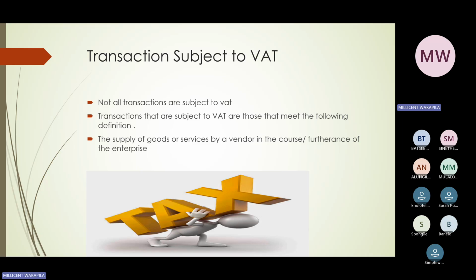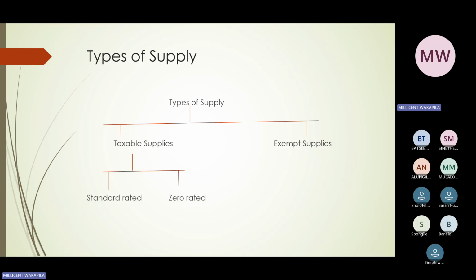So moving on to the types of supply. Now we're getting to the part where we know which goods are supposed to be taxable and which goods are not supposed to be taxable, and at what rates. So for the types of supply, we have our taxable supplies. It's in the word, guys. Taxable supply means there is tax on the supplies. When we're saying supplies, we're referring to the goods and the services.